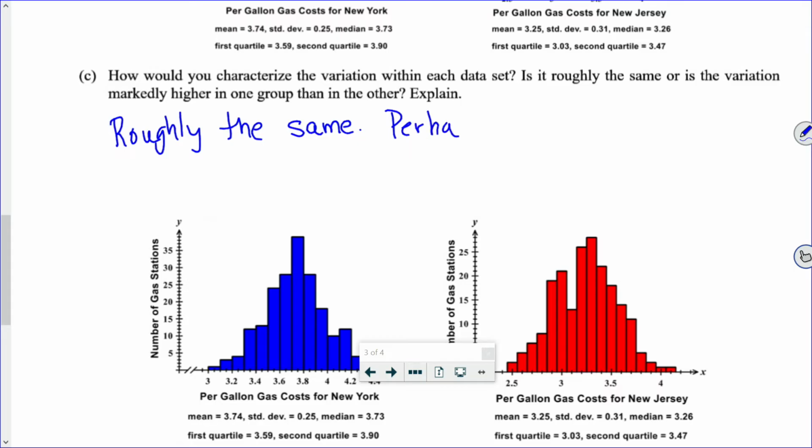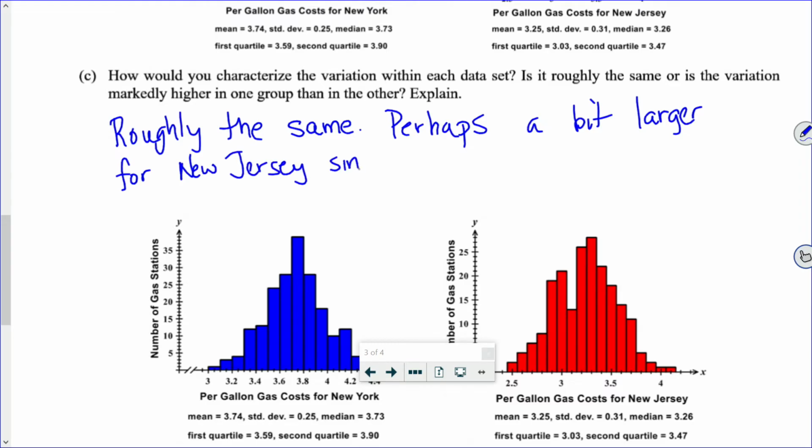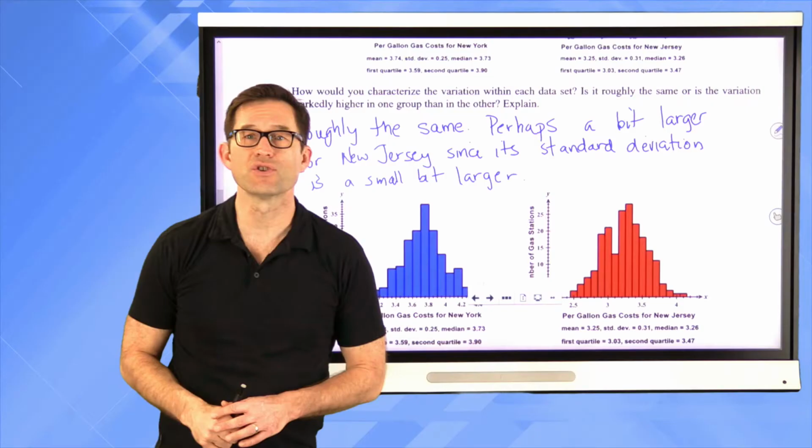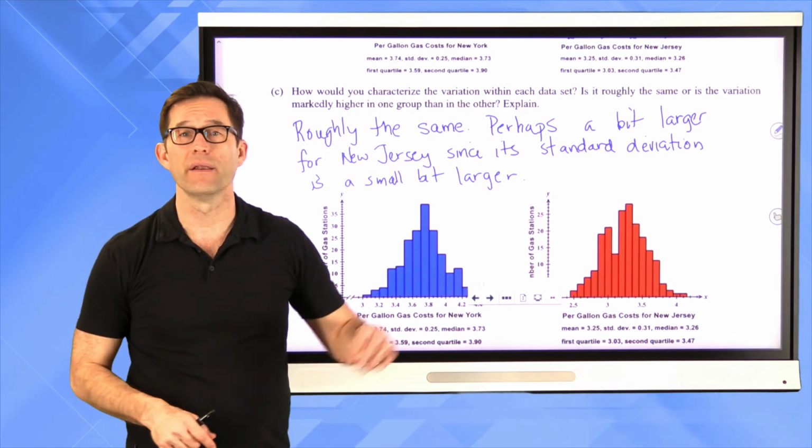Perhaps a bit larger for New Jersey, since its standard deviation is a small bit larger. But it's not much. Remember, we're talking about dollars and cents here. The standard deviation for New Jersey is 6 cents higher per gallon than it is for New York.